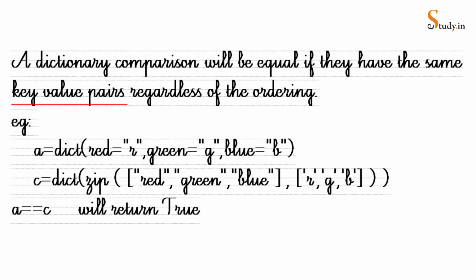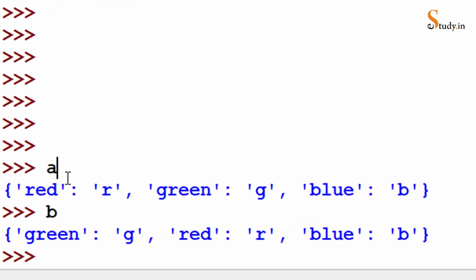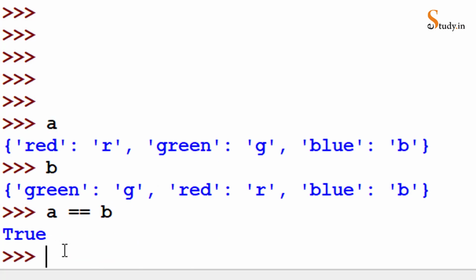If you see this example, in the first dictionary we have red, green, blue. This is the order. In the second dictionary we have the same order, but we'll change it and see whether they are same or not. So we have two dictionaries here. This is the order of A: red, green and blue, and this is the order in which the elements are there in B: green, red and blue. So the order is different. Let's compare and see what it returns. A is equal to B. See, it returns true. As long as all the key value pairs are there in both the dictionaries, it will return true.